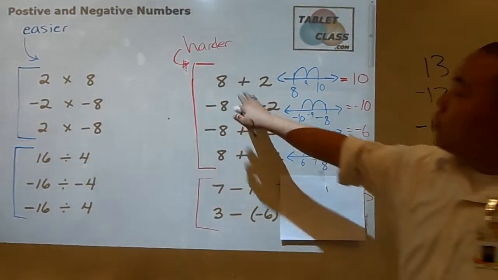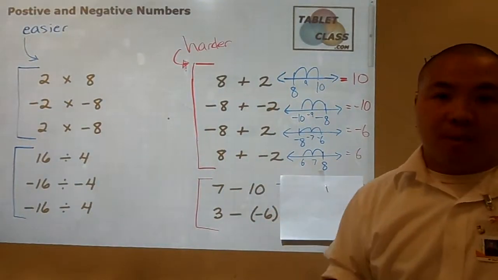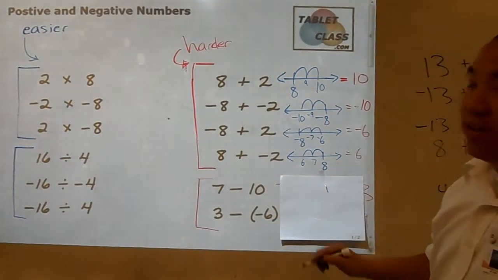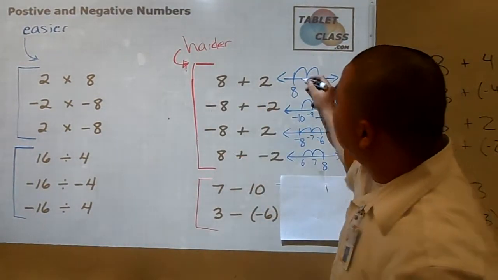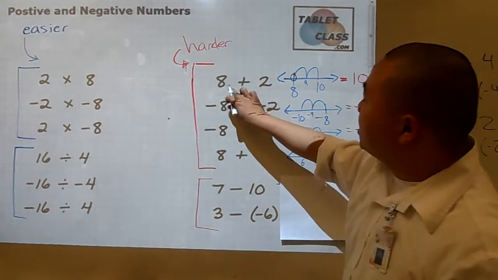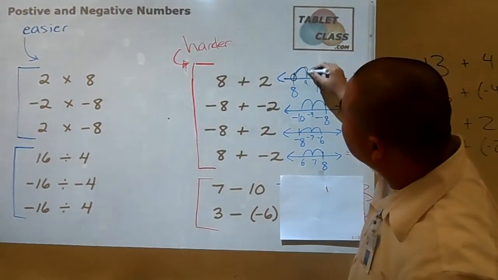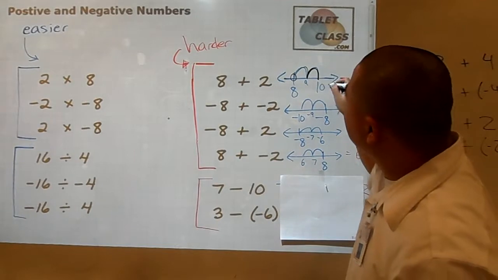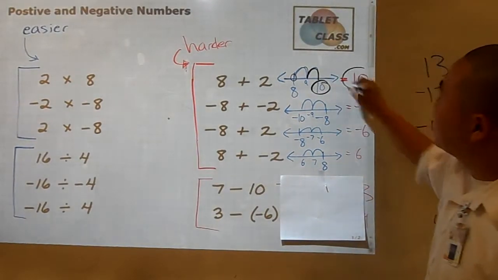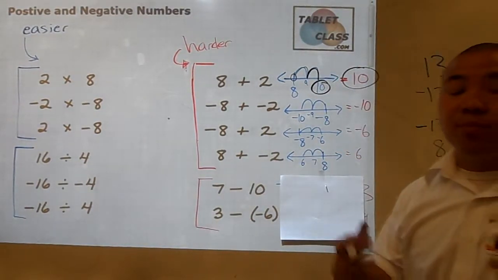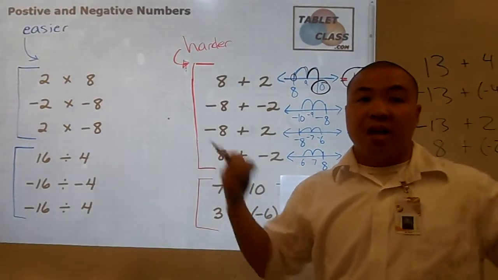Okay? So 8 plus 2. We've all done that before. 8 plus 2, right? Two positive integers. What you're really doing is you're starting at 8 and you're jumping on the number line twice. 1, 2, ending on 10. Pretty simple to do, something that we've done naturally.